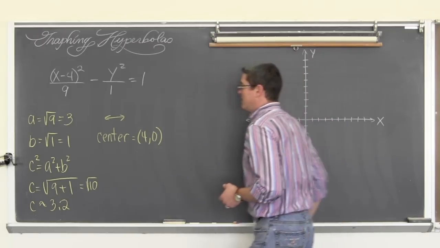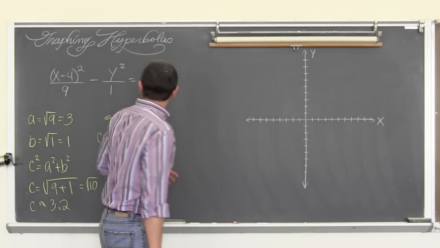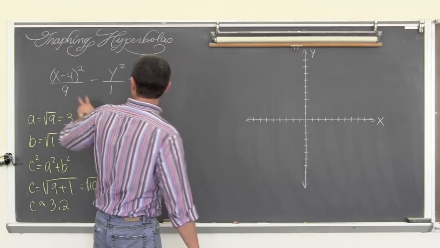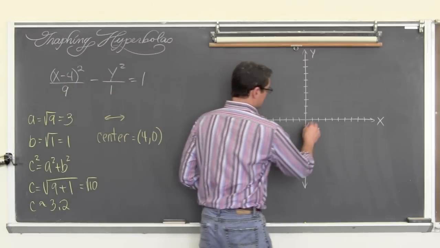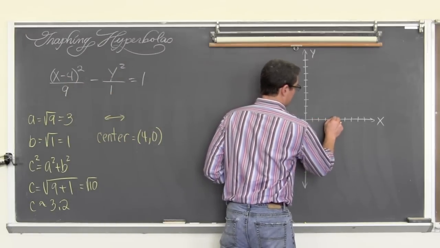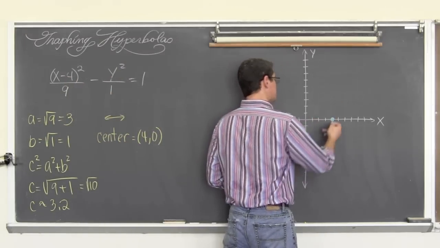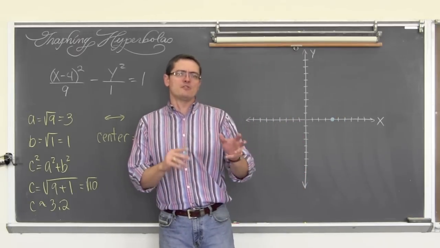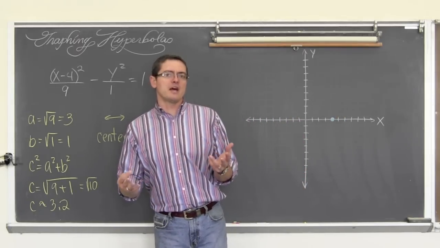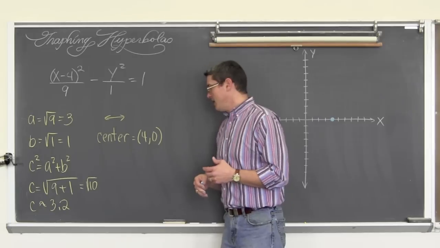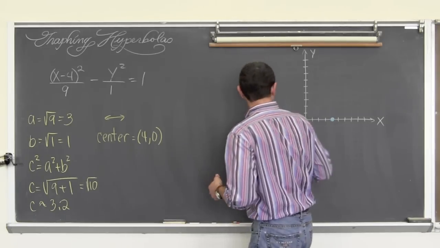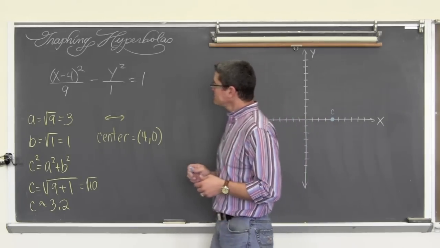My yellow chalk is shrinking up here, so let me go to blue. Our center is at 4, 0. So over to 4, 0. I'm going to put just a blue dot there for the center. All the other points I'll put a V for vertex or an F for focus point. I could put C for the center.